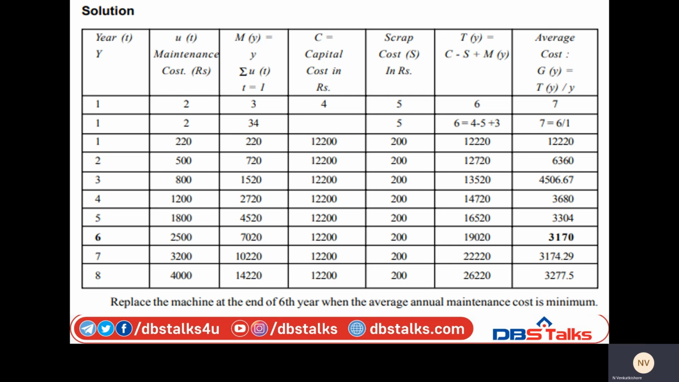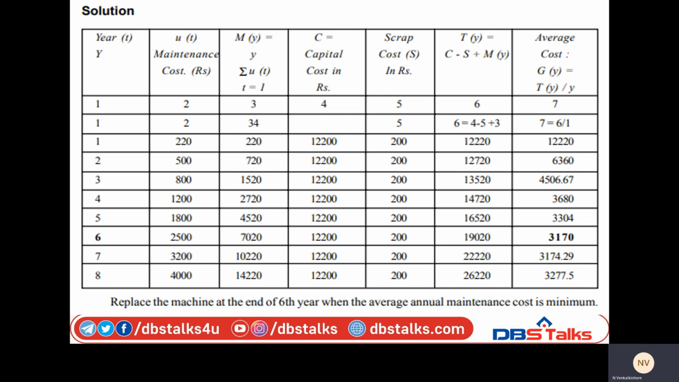After that, what is the next step? Cumulative of the maintenance. In the first year, there was no previous one, so that is zero, so 220. For the second year, that means 220 and 500, totally 720. Again up to the third year means 220, 500, 800, that is 1520. Up to the fourth year, that is sigma of the maintenance cost: 220, 500, 800, 1200, that is 2720. Like that, we need to frame up to 8 years.